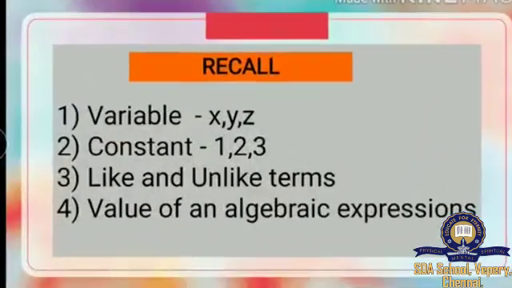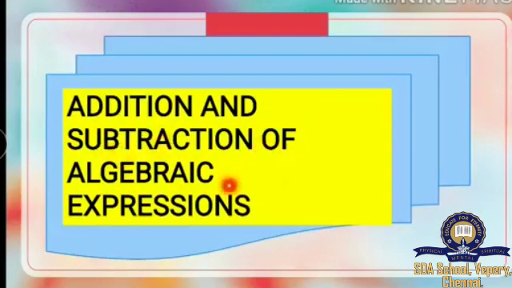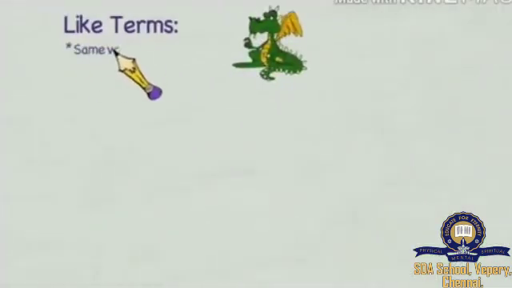In the previous video, we learnt about variable, constant, like and unlike terms, and the value of an algebraic expression. Based on the last two topics, now we are going to learn addition and subtraction of algebraic expressions. Before entering into the topic, let us recall like terms. How do we identify the like terms?